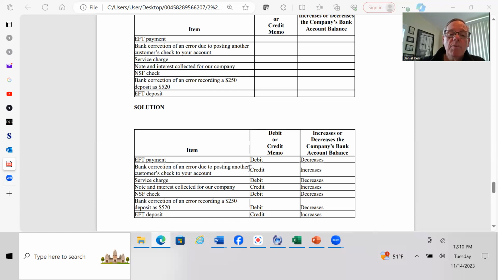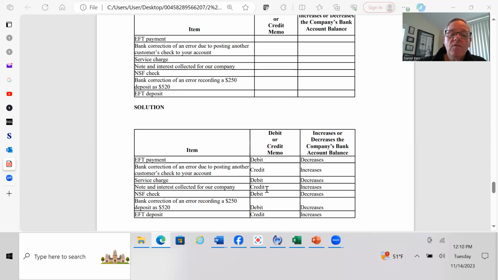Bank correction of an error due to posting another customer's check to our account. So they goofed. They took money out of our account that they should have taken out of somebody else's account. So when they put it back in, that's a credit memo because they're increasing the balance in my account, and that's going to increase my cash. Service charge. This is when the bank takes money out for service charge. So they take money out, they reduce my account, they debit it, that decreases the account.